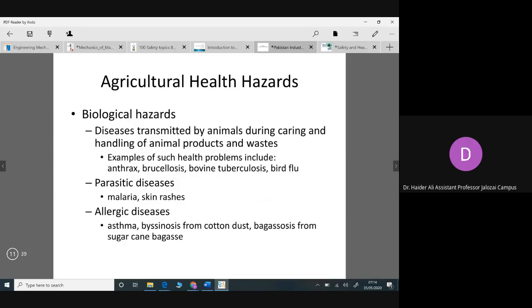Some of the hazards associated with agricultural workers are biological hazards, like diseases that can be transmitted from animals when you are caring for or handling animals, parasitic diseases like malaria, skin rashes, allergic diseases, asthma, and byssinosis from cotton dust.